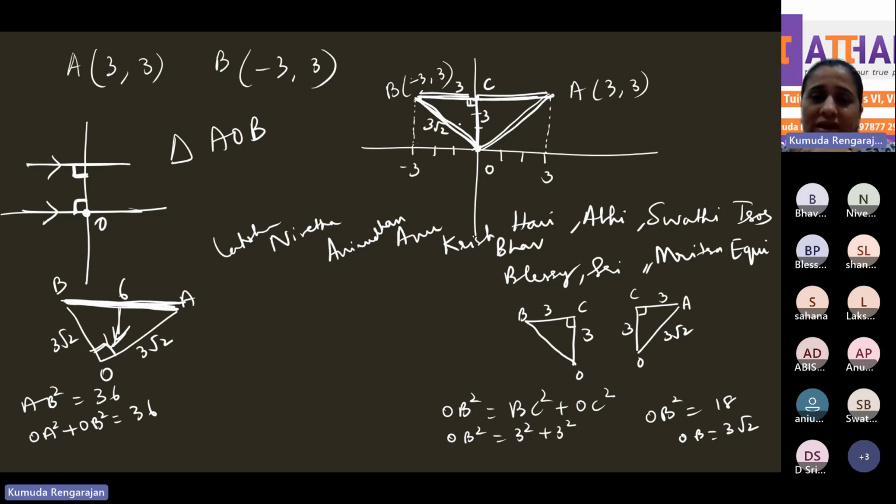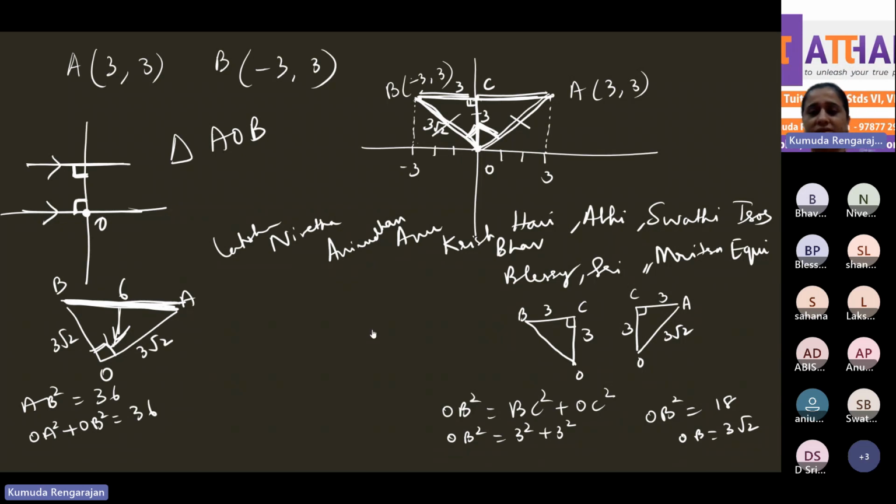So now this triangle is an isosceles triangle as well as a right triangle. So this one is very specifically a right isosceles triangle. This one is a right isosceles triangle because it's right angled here and these two sides are equal. So it is a right isosceles triangle.